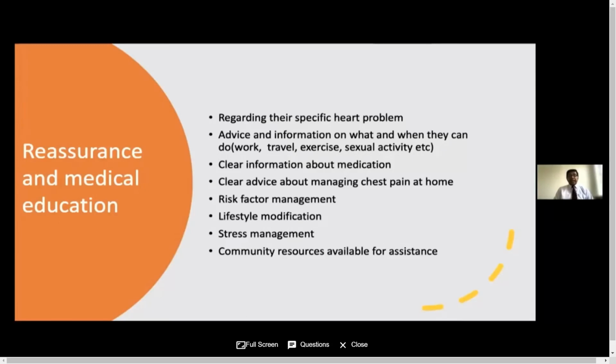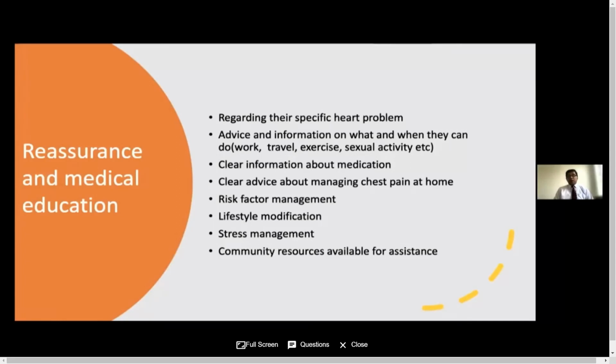We have seen patients admitted with myocardial infarction following stent implantation, secondary to stent thrombosis, because they haven't taken their antiplatelet medications. To prevent these things, clear advice is very important. Then you have to clearly advise about managing their chest pain at home.